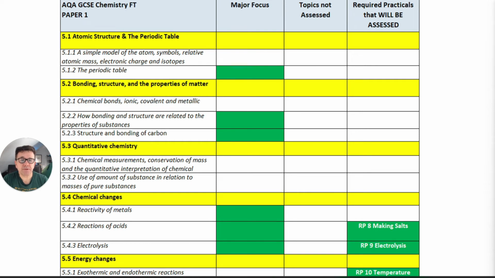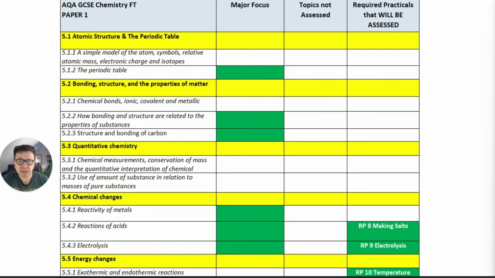Okay, so the major focus points are in green. You can see the topics not assessed. In fact, all the topics are going to be assessed, and so you're going to have to revise everything, unfortunately. But as you can see, there is quite a focus on 5.4 chemical changes and also energy changes as well, in terms of the required practicals and the major focus. So definitely have a look at that.